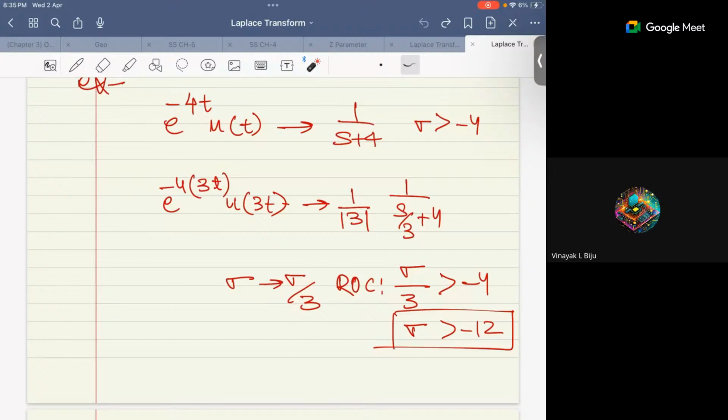Is this clear to everyone or not? Clear? Everyone?